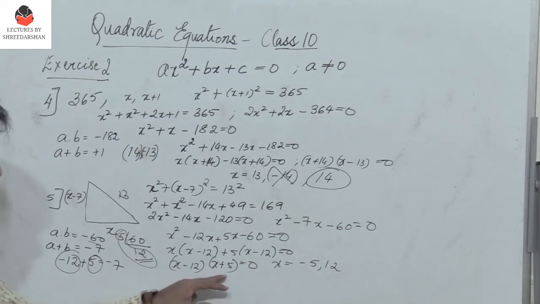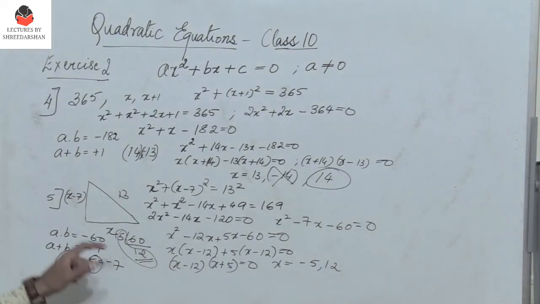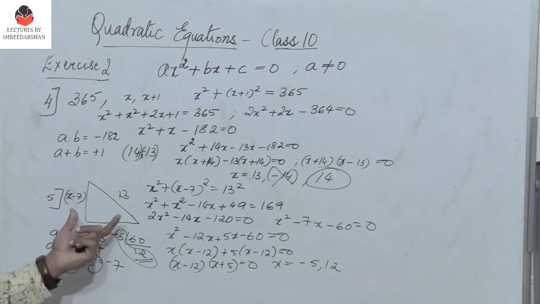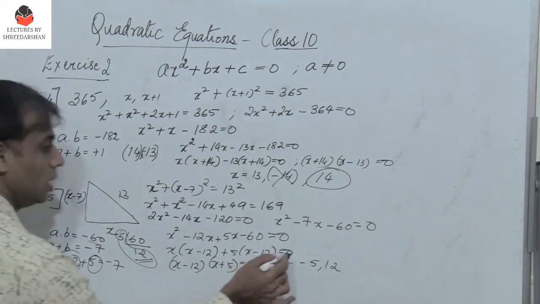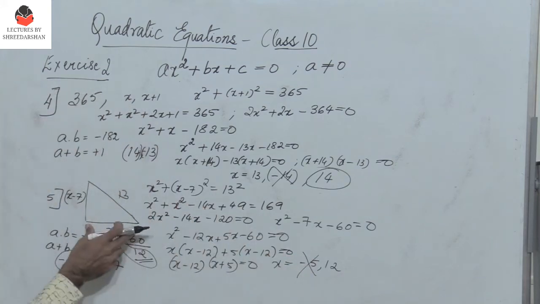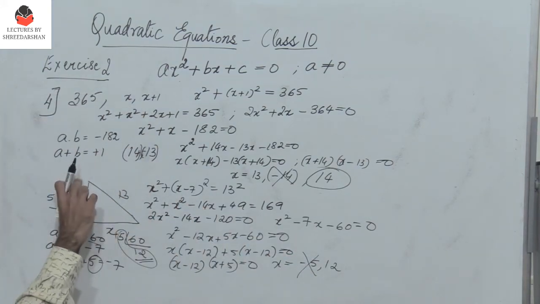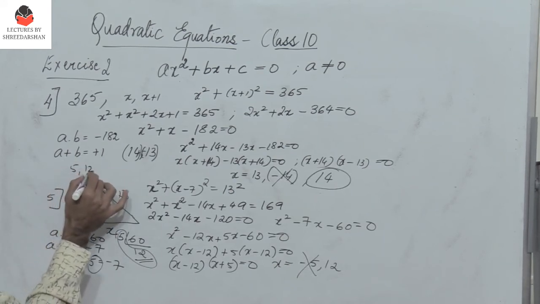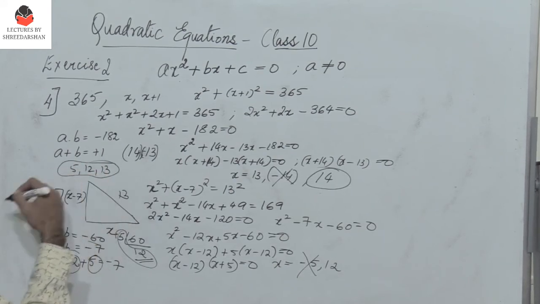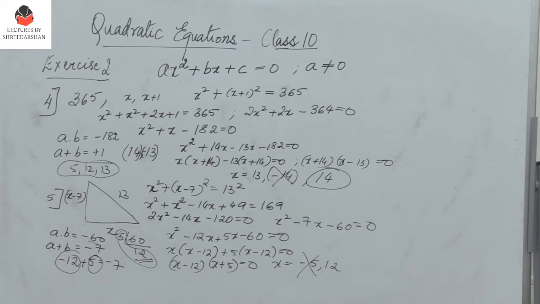Alright? So if I individually equate them to 0. So can x be minus 5? Can the side, that is the base of a right angle triangle, be negative? No, it's not possible. So therefore, x is 12. If x is 12, what is the altitude? 12 minus 7, which is 5. So we know that 5, 12, 13 are Pythagorean triplets. So you should have guessed the value, since the hypotenuse was given to be 13, that one of the side is 12 and the other side happens to be 5.